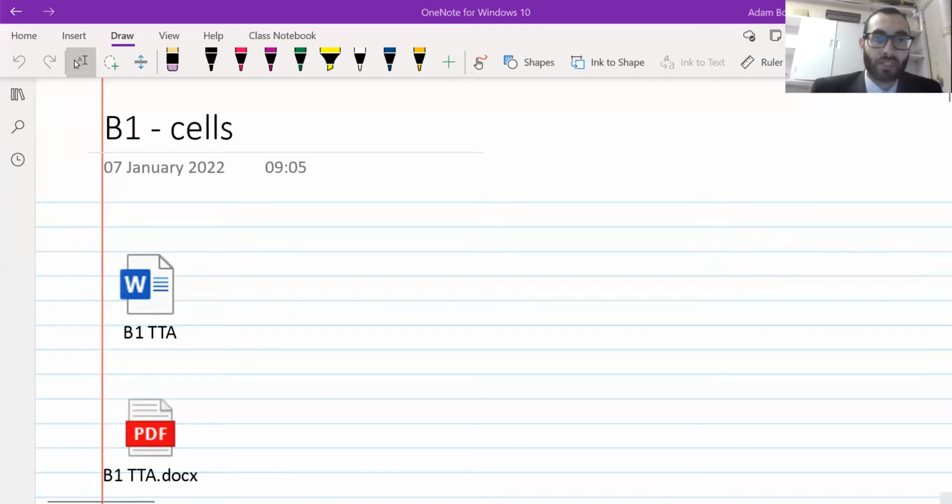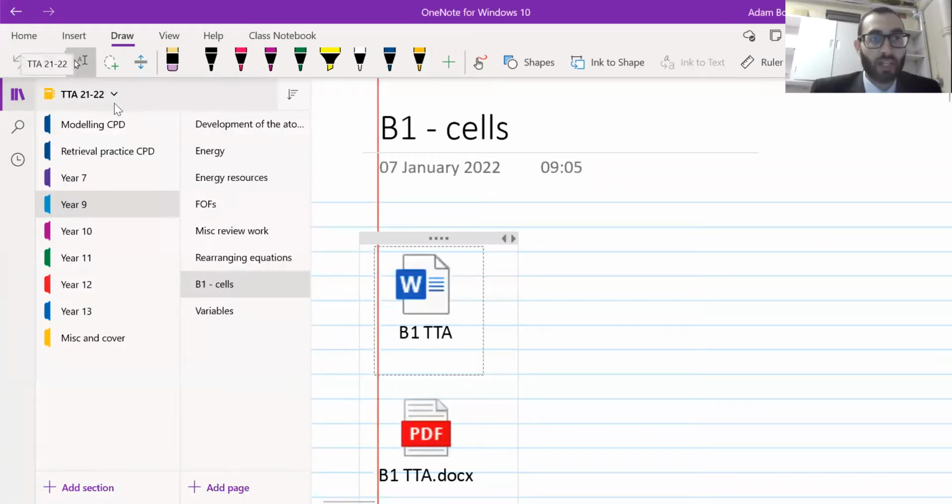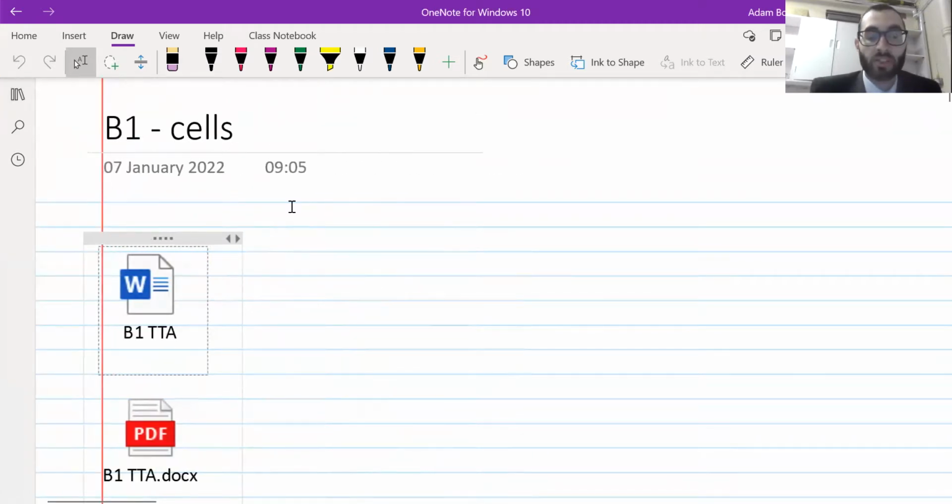So OneNote is basically an app that allows you to make a notebook. In this case, I can see over here that I'm in the TTA 21 to 22 notebook. These are all the various sections of my notebook, and each section will have pages. With my year 9s, for example, I'm doing B1 cells.